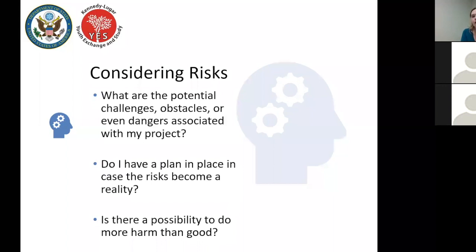And then you also need to think, many times we approach things with very good intentions, but sometimes you actually can create more harm than good if you're not thinking through the big picture results of your actions. So we do ask that you consider risks in project proposals.